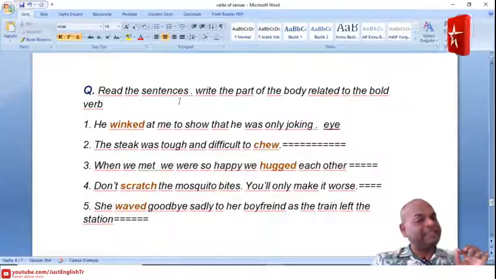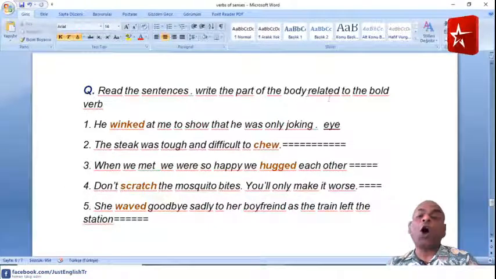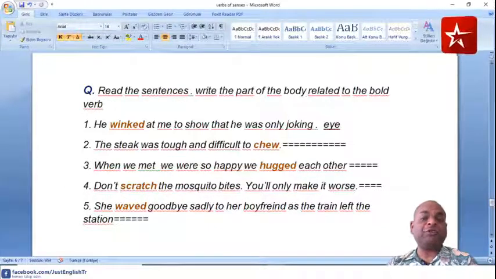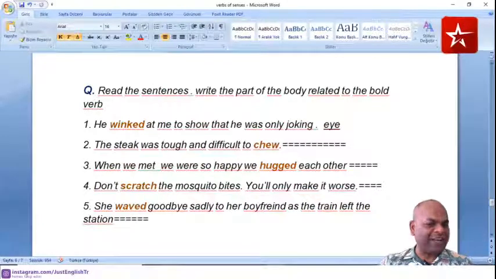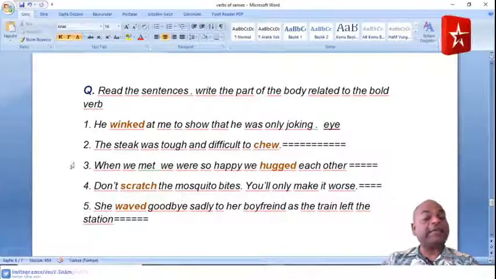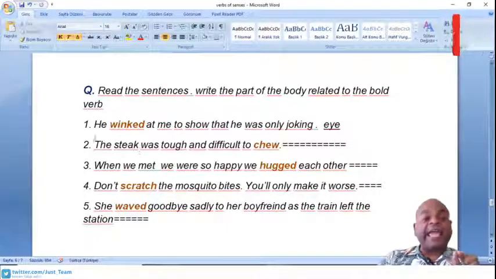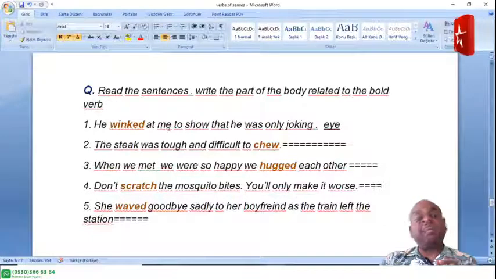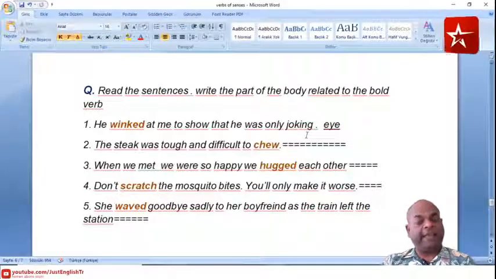Read sentences. Write the part of the body related to the bold verb. Alright, now I've given you 5 sentences here, alright? Now you can see, for example, the first one is done for you. He winked at me to show that he was only joking. Now the answer is eye.